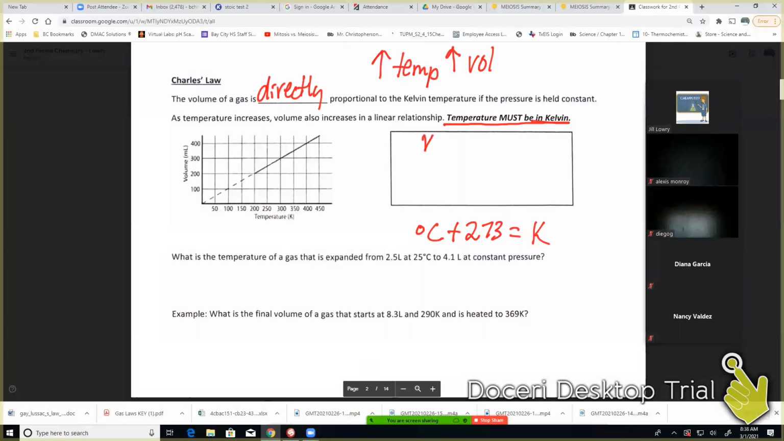So this formula is V1T2 is equal to V2T1. Notice the temperatures, they kind of seem like they're on the wrong side, but that's because of the relationship. And temperature must be in Kelvin.